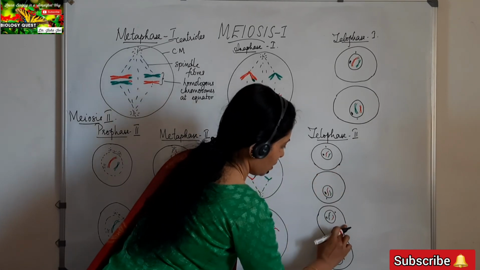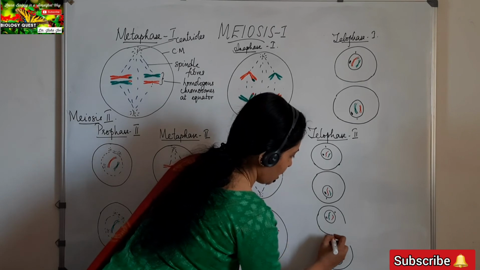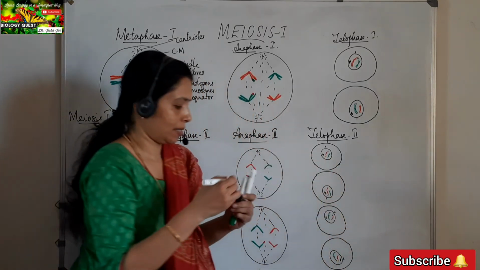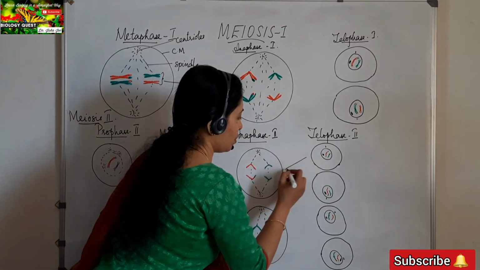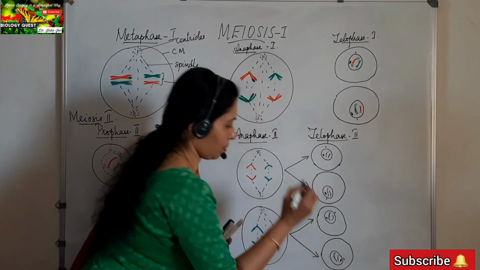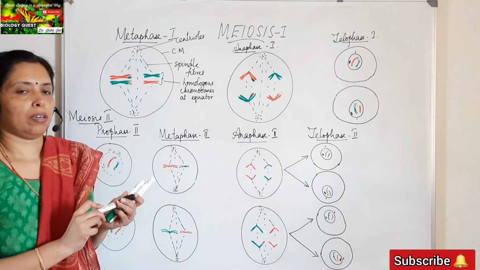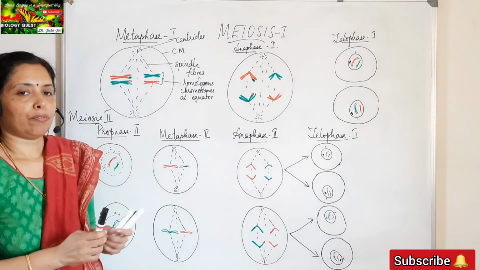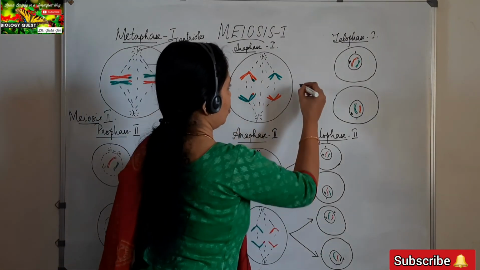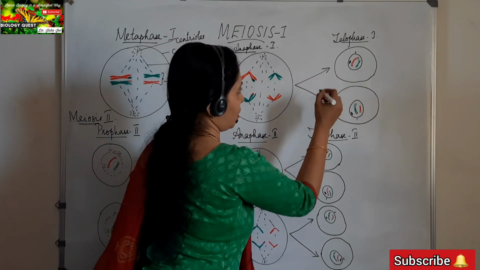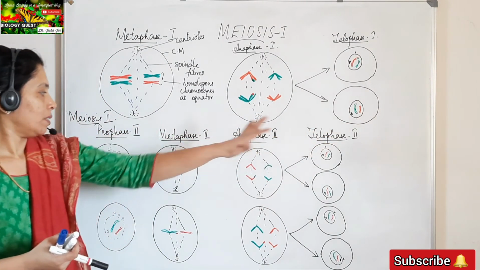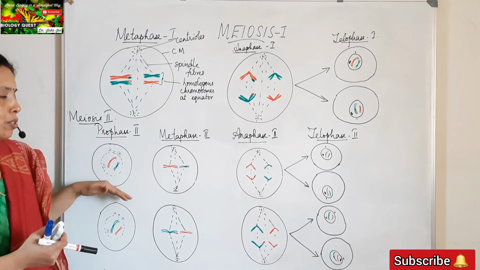This will extend towards the center, finally forming two separate cells. Cytokinesis or furrow formation will extend towards the center, resulting in the formation of two cells. So from this cell, two cells have been formed, and from this again two cells have been formed. So at the end of meiosis 2, 4 cells are produced. From each of the cells produced during meiosis 1, it is these 2 cells which enter into meiosis 2.